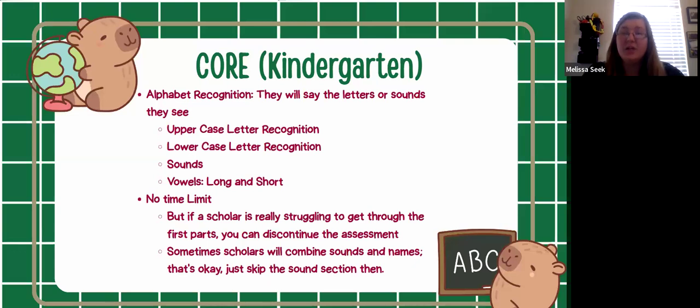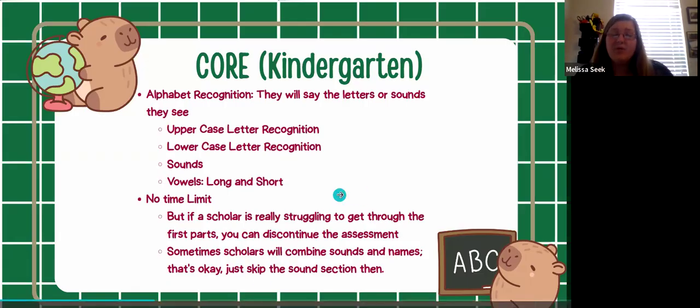If a scholar is really struggling to get through the first parts, so if you can tell right off the bat that they do not know their letters, you can make the decision on your own. Okay, they need to start at the very basics, and you can discontinue the assessment. All you would do is write the scores that they did get, and note that you discontinued the assessment. That just lets us know that they weren't there yet, and that's totally okay, especially for a kindergartner who is just entering our program for the first time. It is the fall. They probably are just experiencing school for the first time for some of them. That is okay.